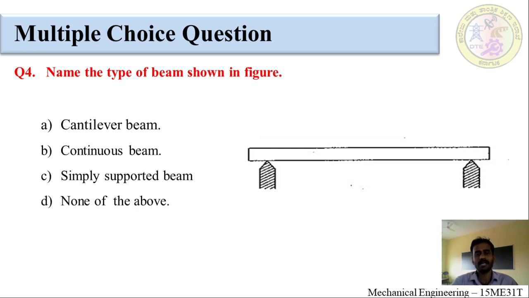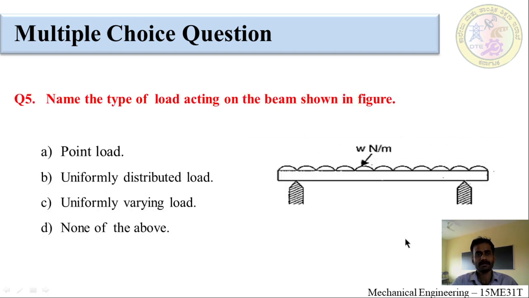Now the fourth question: name the type of beam shown in the figure. See the figure and identify which type of beam it is. Options: A, cantilever beam; B, continuous beam; C, simply supported beam; and D, none of the above. Now the fifth question: name the type of load acting on the beam shown in the figure. You have to identify the type of load which is acting on this beam as shown in the figure.